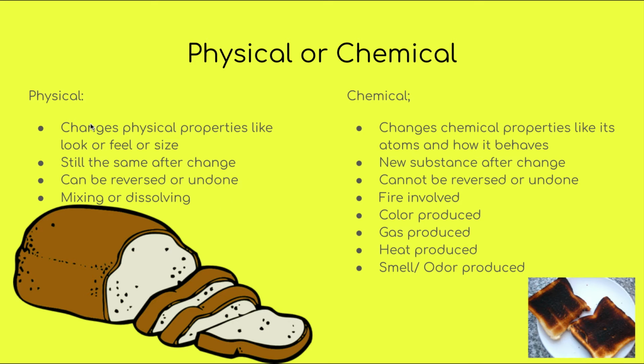For example, for physical change, we change the physical properties like its look or its feel or its size. But another clue is that it's still the same after that change. Also, with the physical change, it can be reversed or undone. And it involves a lot of times dissolving or mixing. It's physical. Even though you can't see it really anymore in its regular form, we've just changed the form. It's still the same thing.